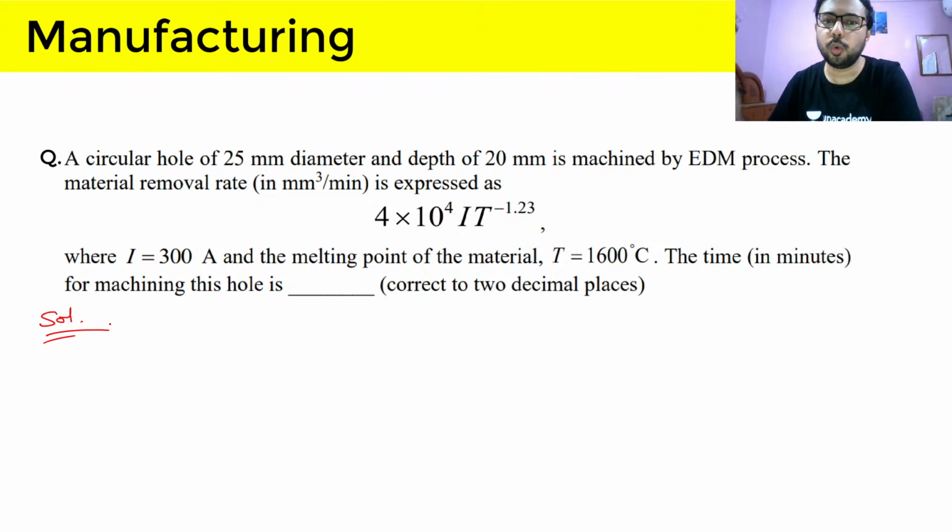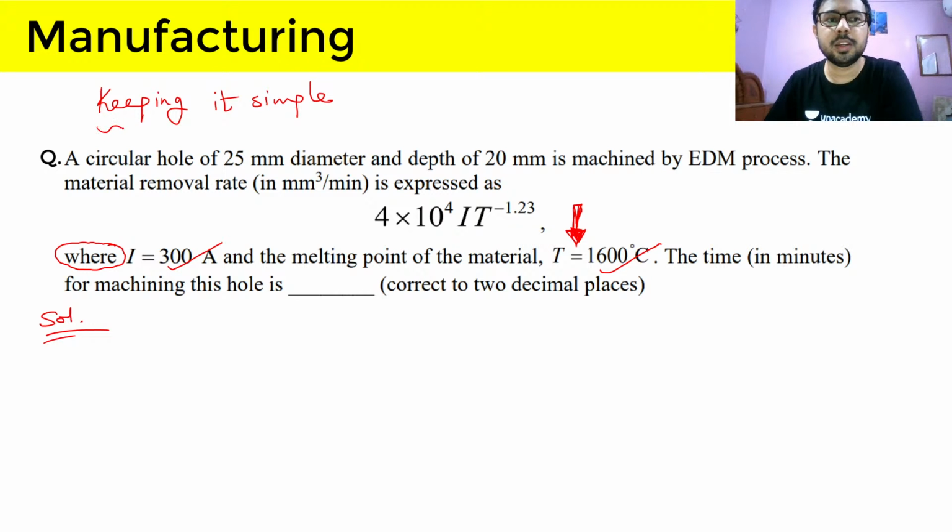First of all, in this equation, where I is in amperes and its value is 300, and the melting point T is 1600 degrees Celsius. This means that you have to use this T value and this I value as it is. You don't need to convert it into kelvins. You don't need to go that extra step. This question is keeping it simple.